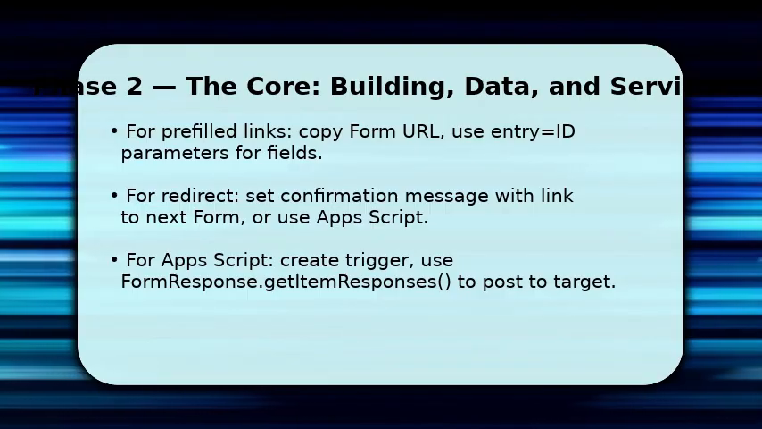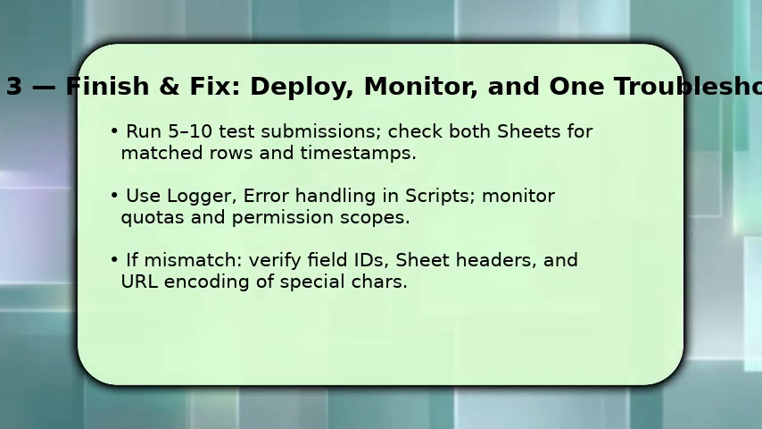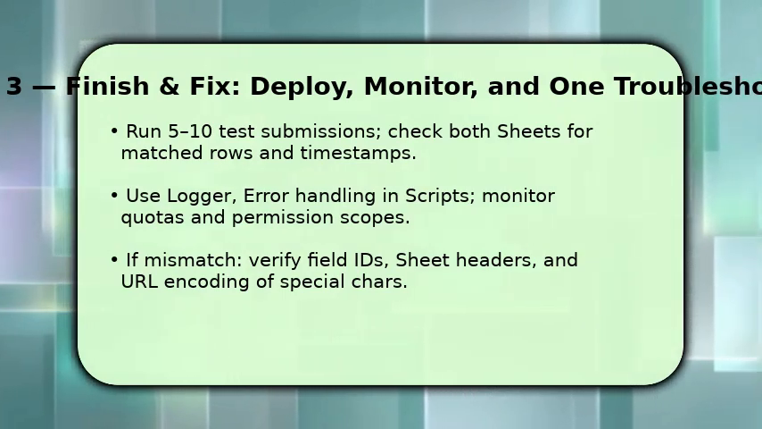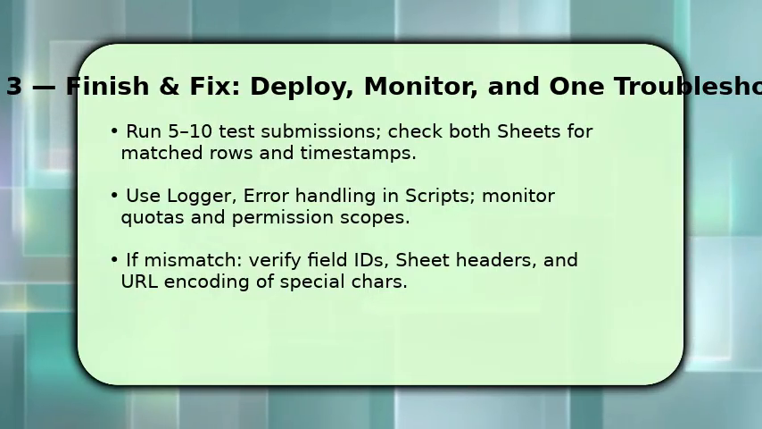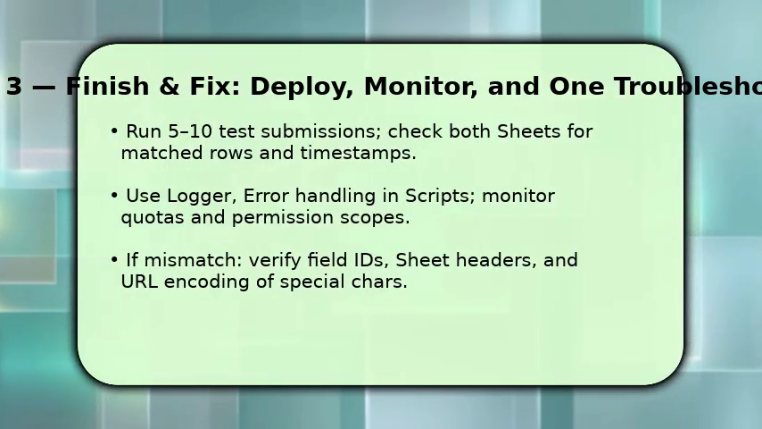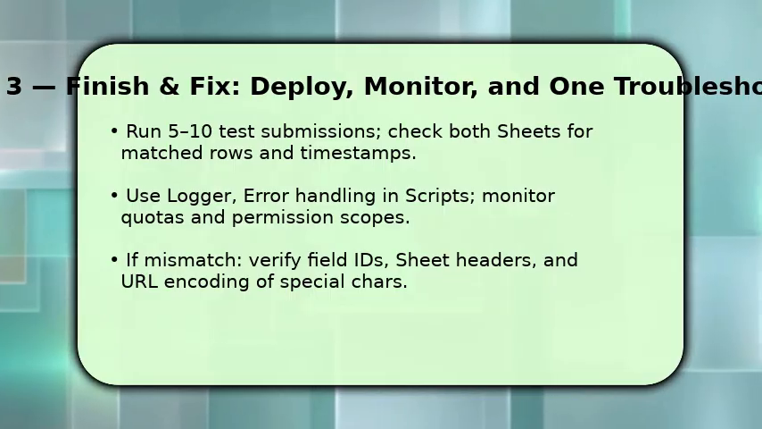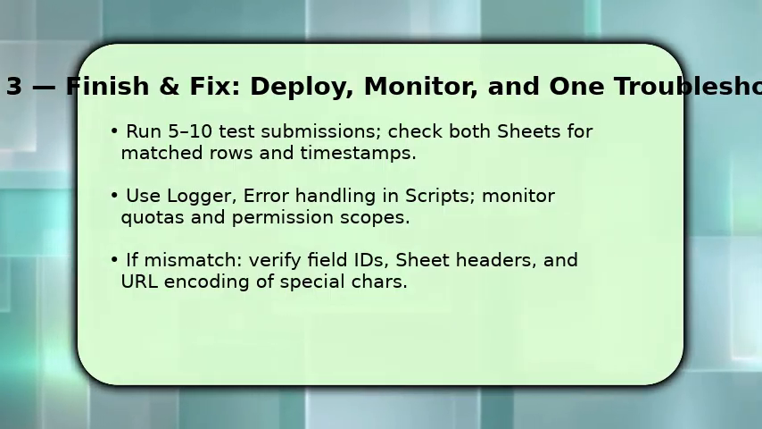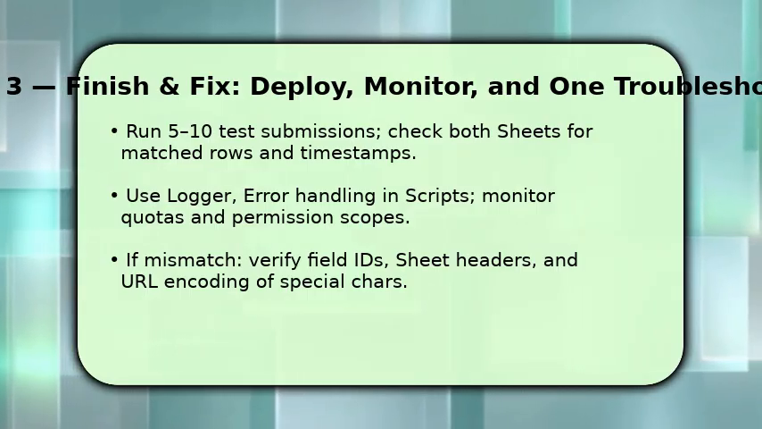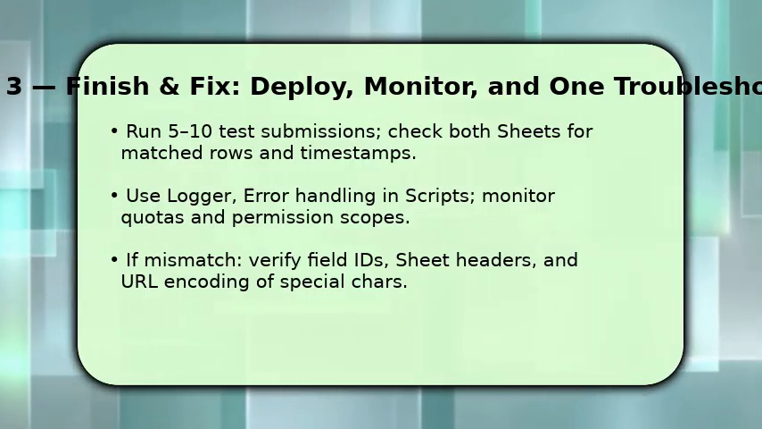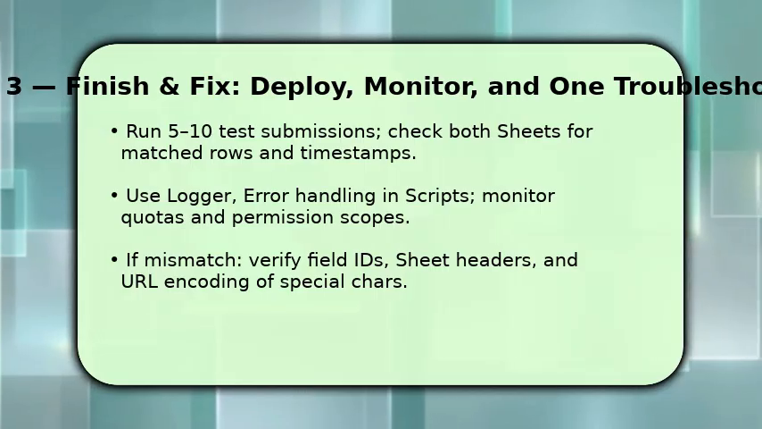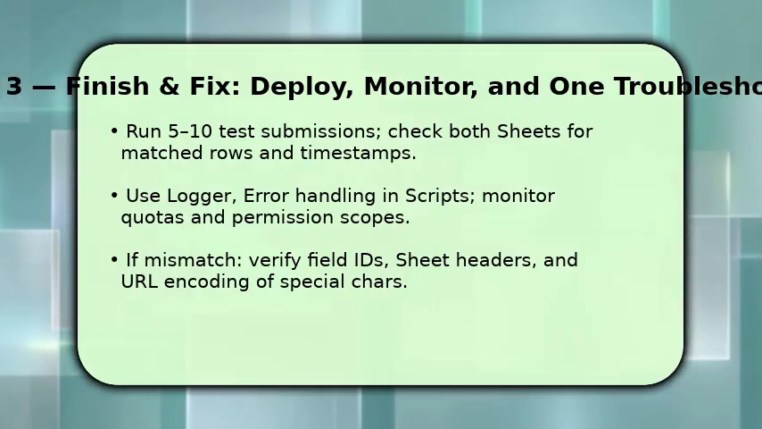Complete the setup by running multiple end-to-end tests. You want to see correct values in both the primary and downstream sheets. Once done, inspect timestamps and unique ID to ensure no duplicates. Make sure to simulate real input with special characters and spaces. If something breaks, check field entry ID or Apps Script logs and confirm OAuth scopes and quotas haven't blocked writes.